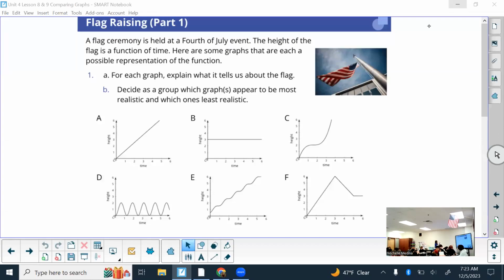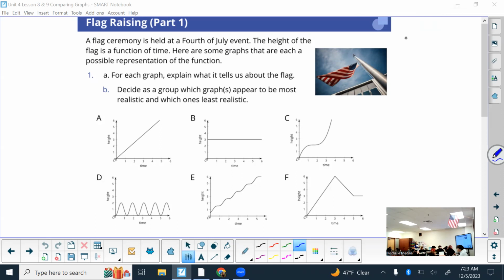This activity is gonna act as your warm-up. We have a flag ceremony held at a 4th of July event. The height of the flag is a function of time. Let me just pause right there for a second. Function of f of x.